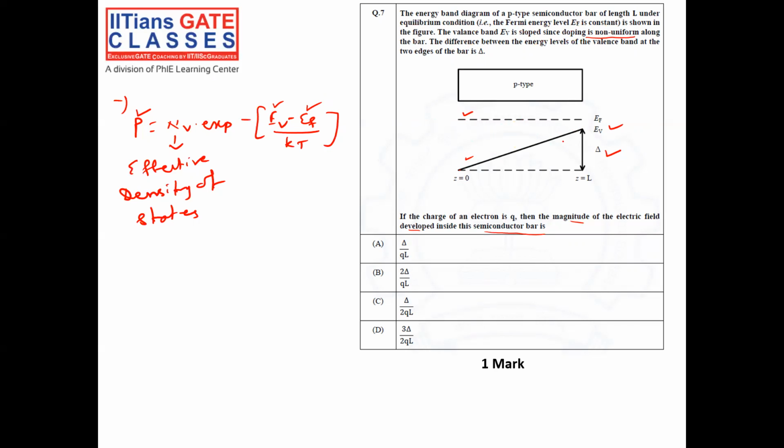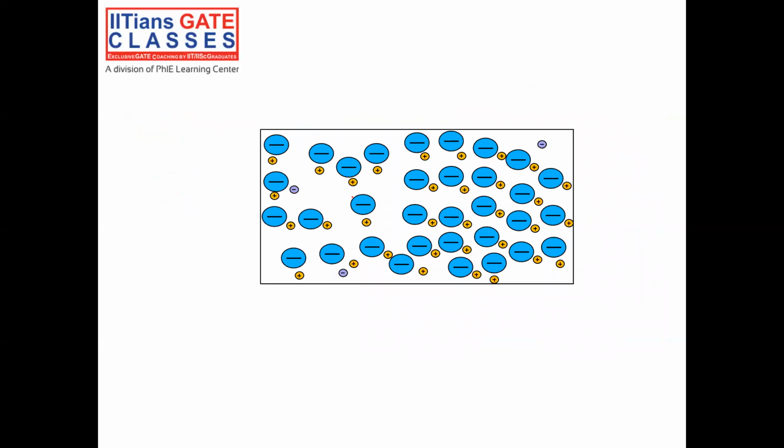So it is varying means the concentration is also varying from this end to this end. In this end the concentration is low because EF minus EV is more. EF minus EV is more means my concentration is low, and in this end EF minus EV is very small, so the concentration is more. Okay, so how do I represent it? You see, this is 0, this is L.